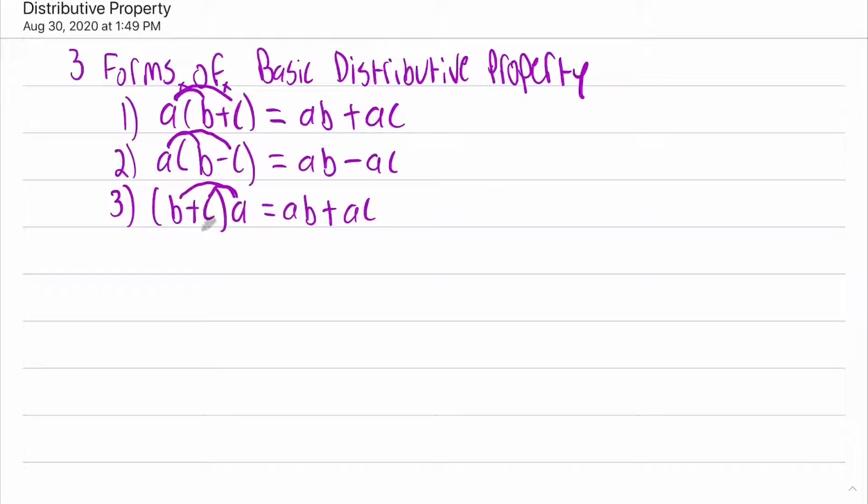So even if you have the parentheses first, as long as you multiply by what's on the outside to each number inside, as long as you have a times b and then a times c, and then you copy whatever sign was in between, then you're doing the distributive property right. So those are the algebra forms of it. That means that's just with the letters. Now let's do a real example.